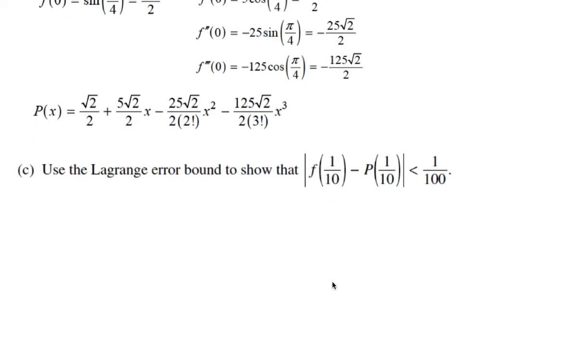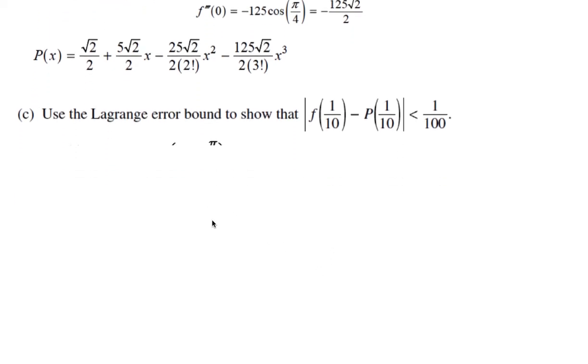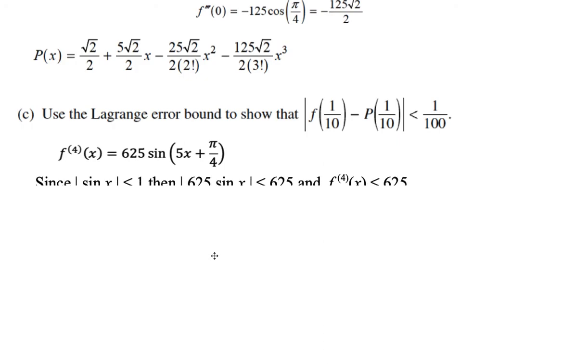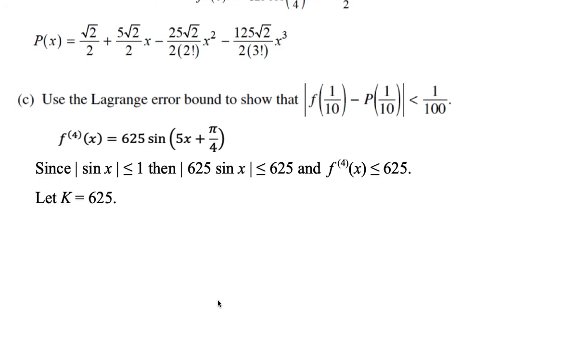Using the Lagrange error bound, we can now show that the fourth derivative of f is 625 times the sine of 5x plus pi over 4. Since sine is less than or equal to 1, then 625 times the sine is less than or equal to 625. Therefore, we can safely say the fourth derivative is less than or equal to 625. We'll let k be 625.